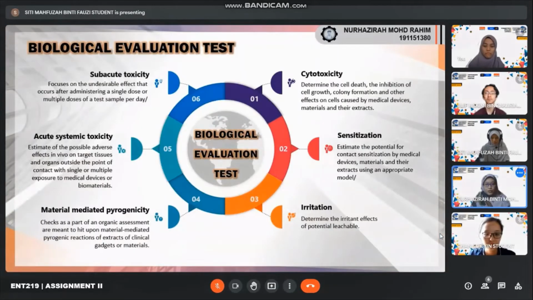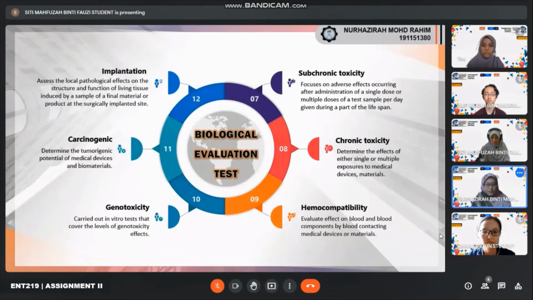Next, we will go through the biological evaluation tests. We need to do every single test, which is cytotoxicity, sensitization, irritation, material-mediated pyrogenicity, acute systemic toxicity, subacute toxicity, subchronic toxicity, chronic toxicity, hemocompatibility, genotoxicity, carcinogenicity, and implantation. This is all about biological evaluation of the stent.